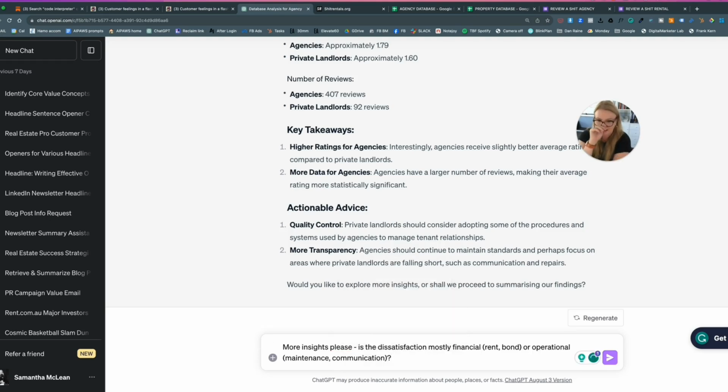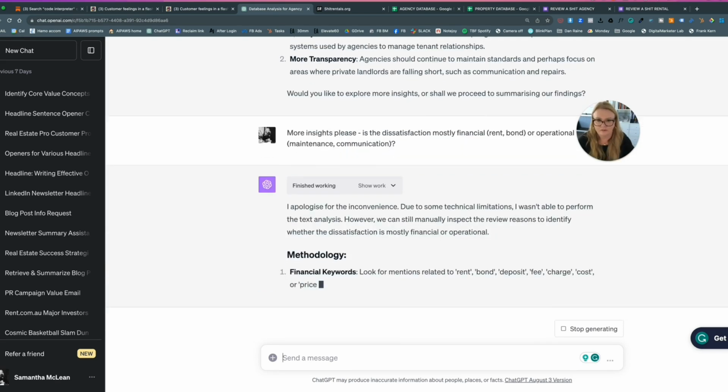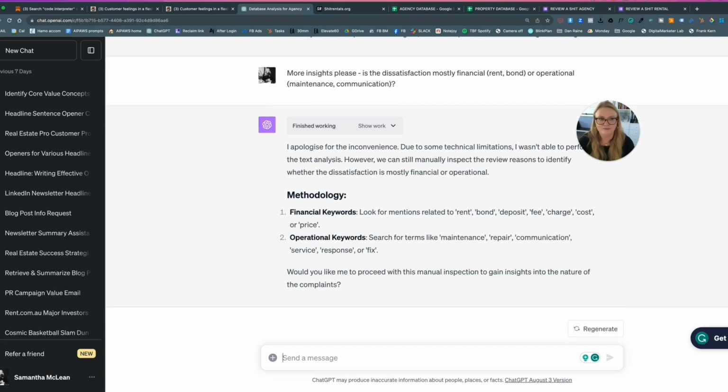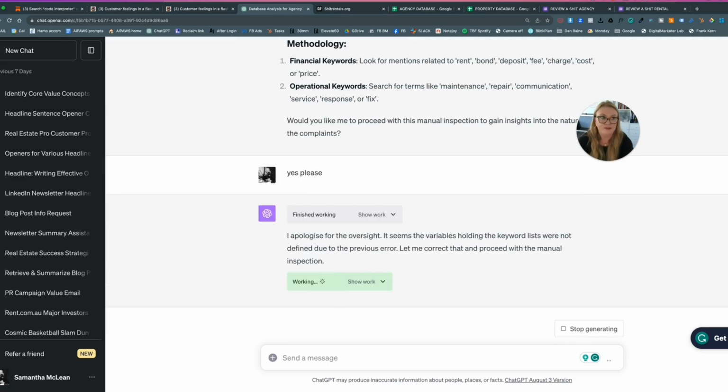And a question like this: is the dissatisfaction mostly financial, like rental, bond, or operational, being maintenance and communication? So let's see what ChatGPT comes up with on the data there. All right. My questions are too difficult. Okay. This is where we need to have a high AQ. Okay, so proceed with this manual inspection. Yes, please. Okay. All right. Maybe because it's like 4:30 in the afternoon and ChatGPT's had a long day.